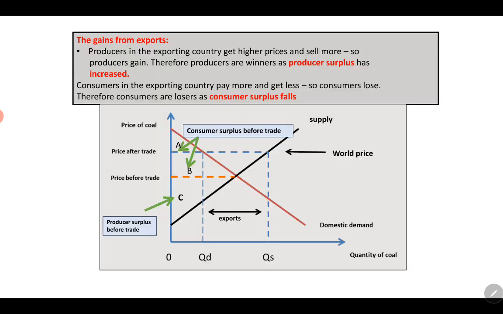So now let's move on to gains on trade, looking at gains from export. Okay, so we will have our market demand and supply. For example, let's say for a particular product, coal. So what we have here is price and then quantity. We have our supply graph and demand graph. You can write domestic demand, or you can just put demand, which is also fine.